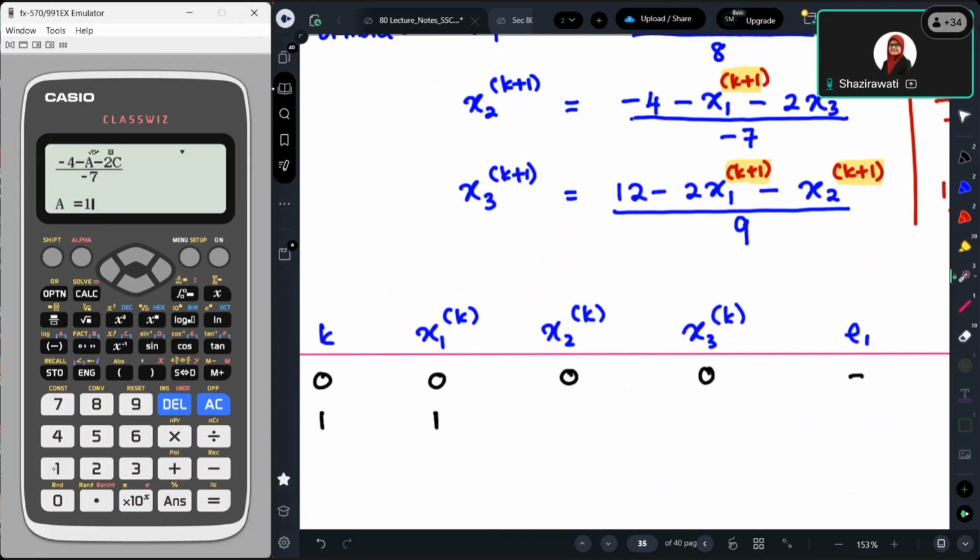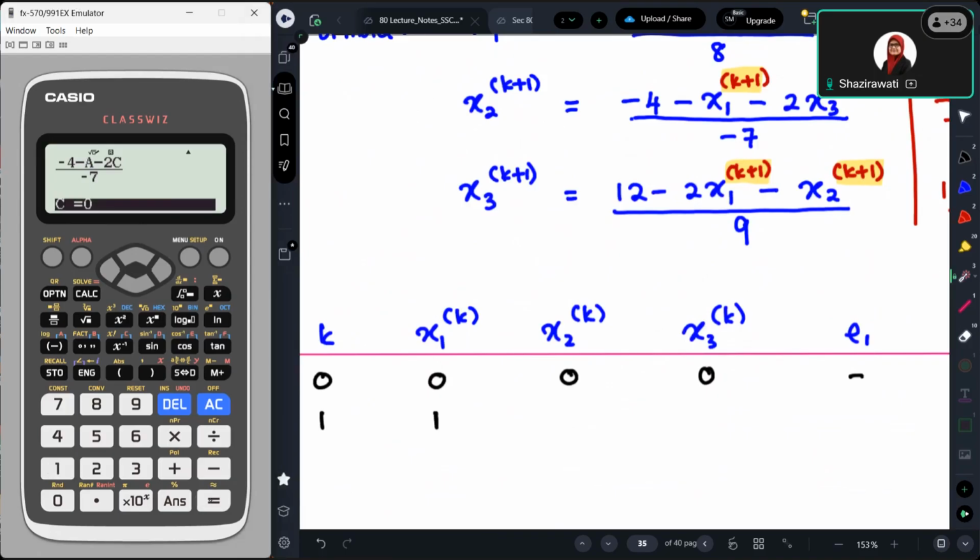Kalau Jacobi tadi, you pakai A dekat sini adalah 0. Walaupun you dah ada dah sebenarnya X1 yang dah update. Tapi dalam Jacobi, you tetap pakai pada previous iteration. Faham? Itu dia punya beza dengan Jacobi. Okay, Gauss Seidel versus Jacobi. So dekat sini A-nya adalah 1.